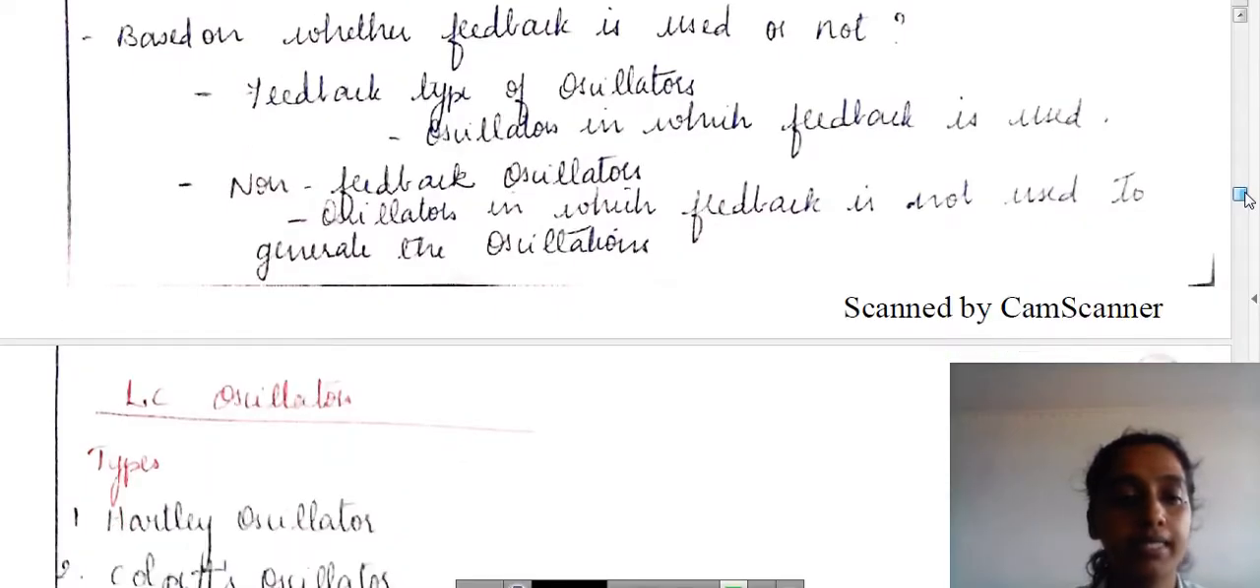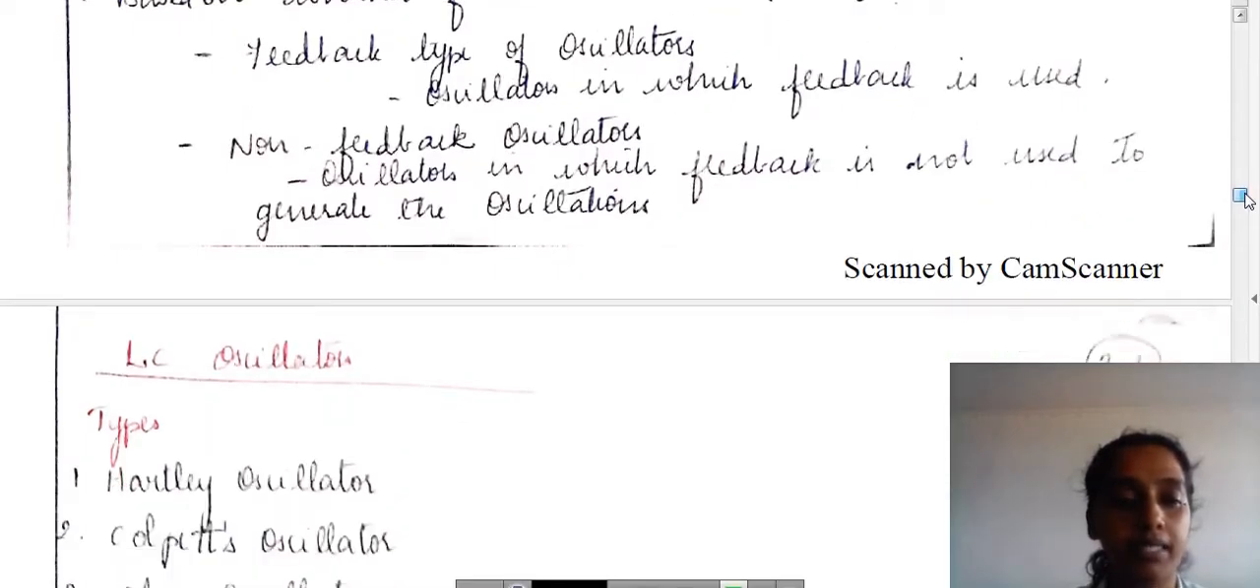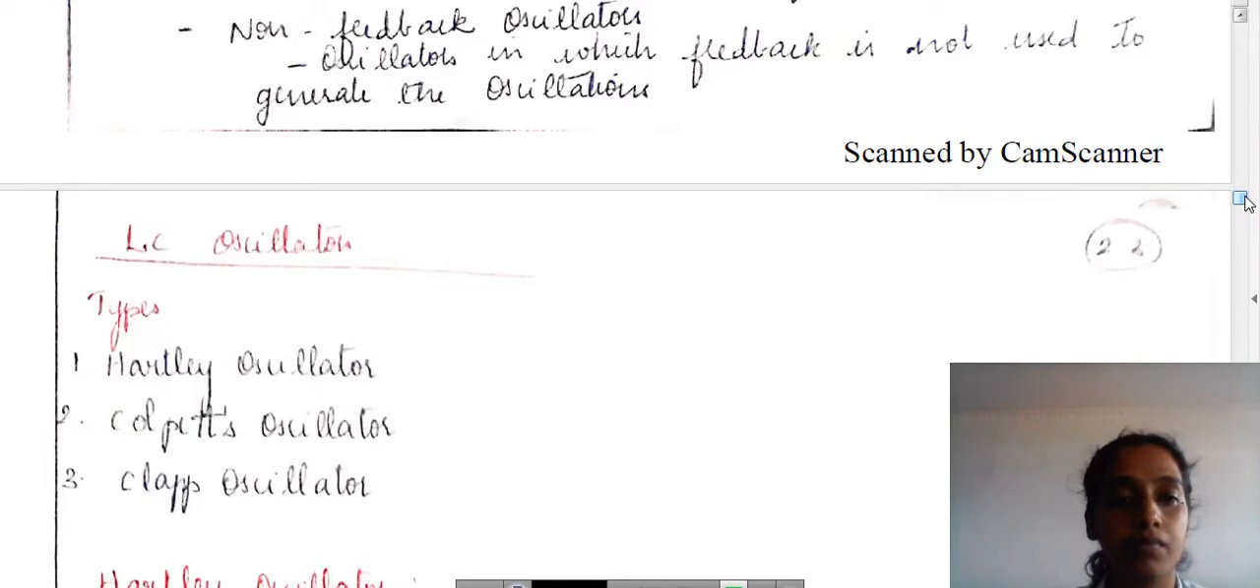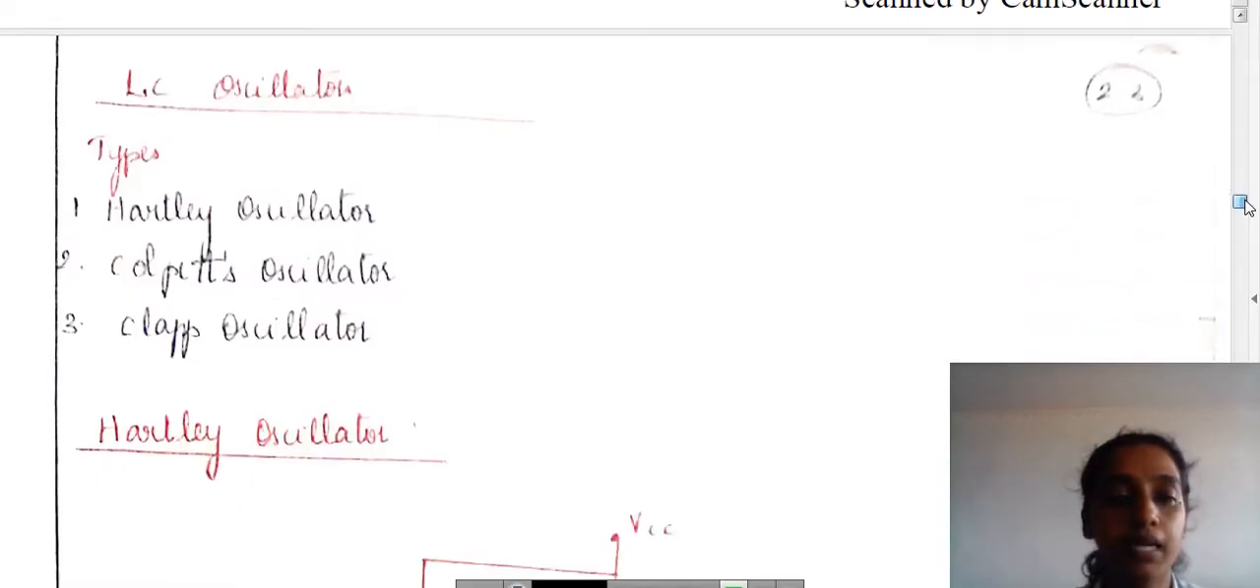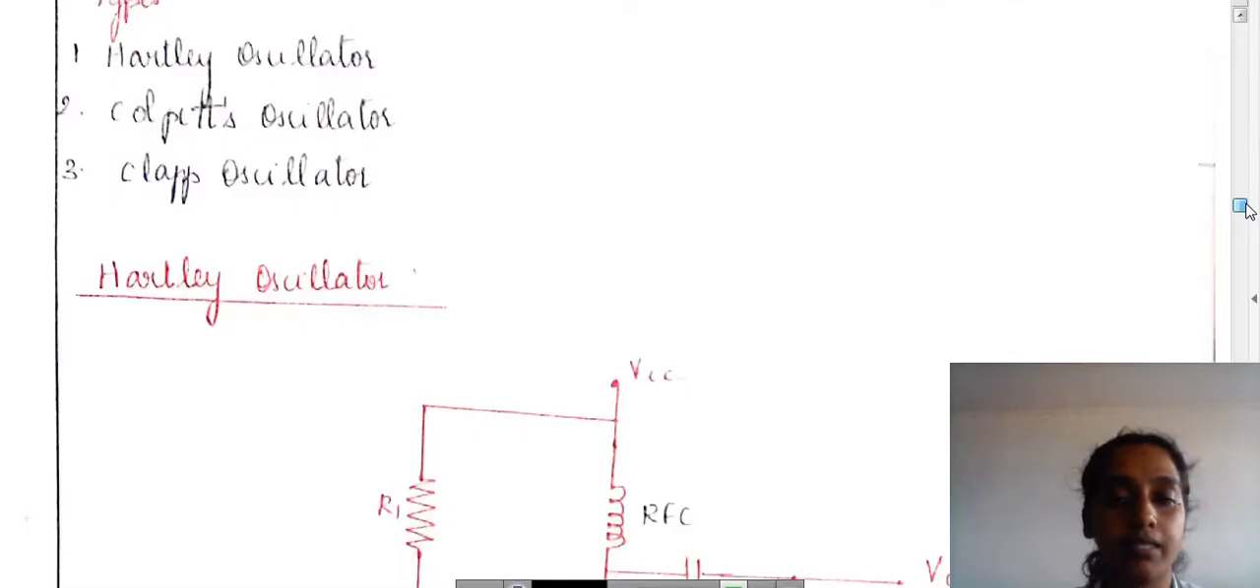Let us see LC oscillators in detail. There are many types of LC oscillators: Hartley oscillator, Colpitts oscillator, and Clapp oscillator. Let us see the Hartley oscillator in detail.